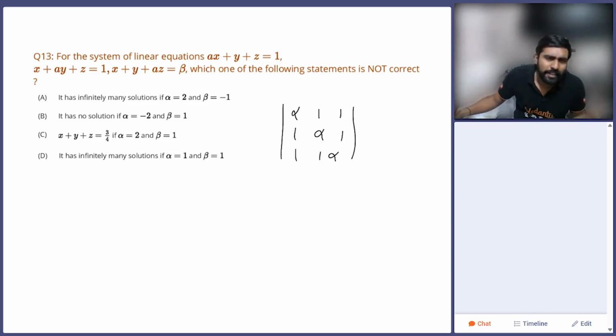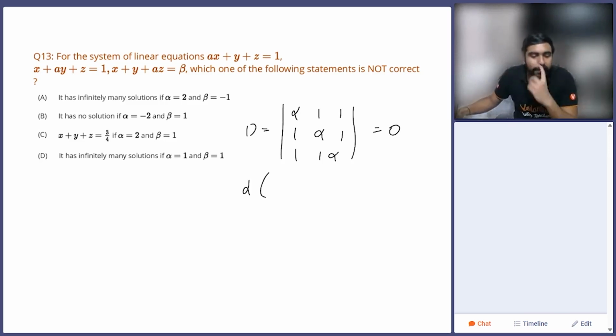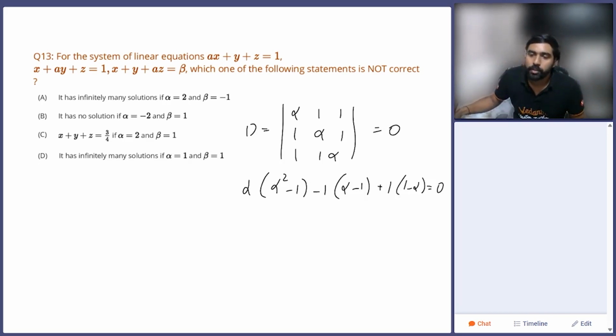Whatever infinite or no solution, everything majorly depends on this D itself, right? So now let's open this out. What will I get? I'll get alpha into alpha square minus 1, into 1 times alpha minus 1 over here. Then you have plus 1 into basically 1 minus alpha format equals to 0.